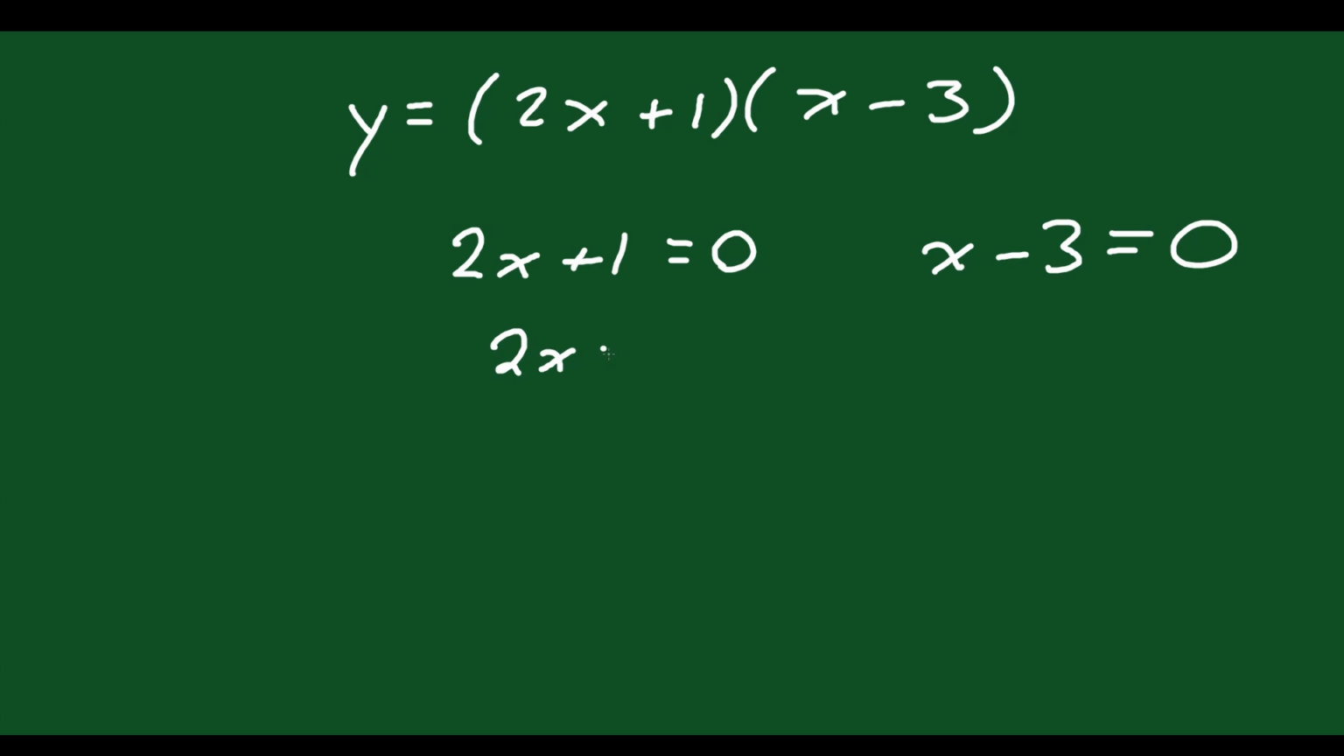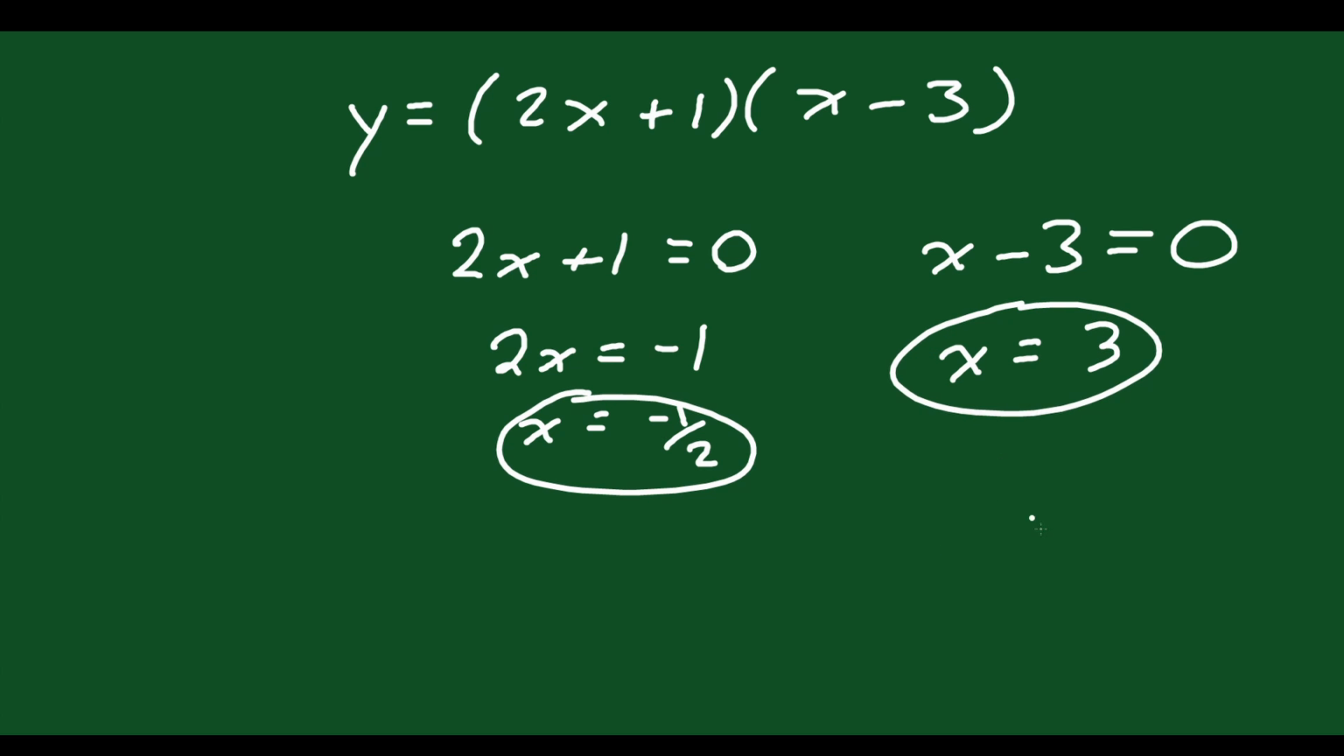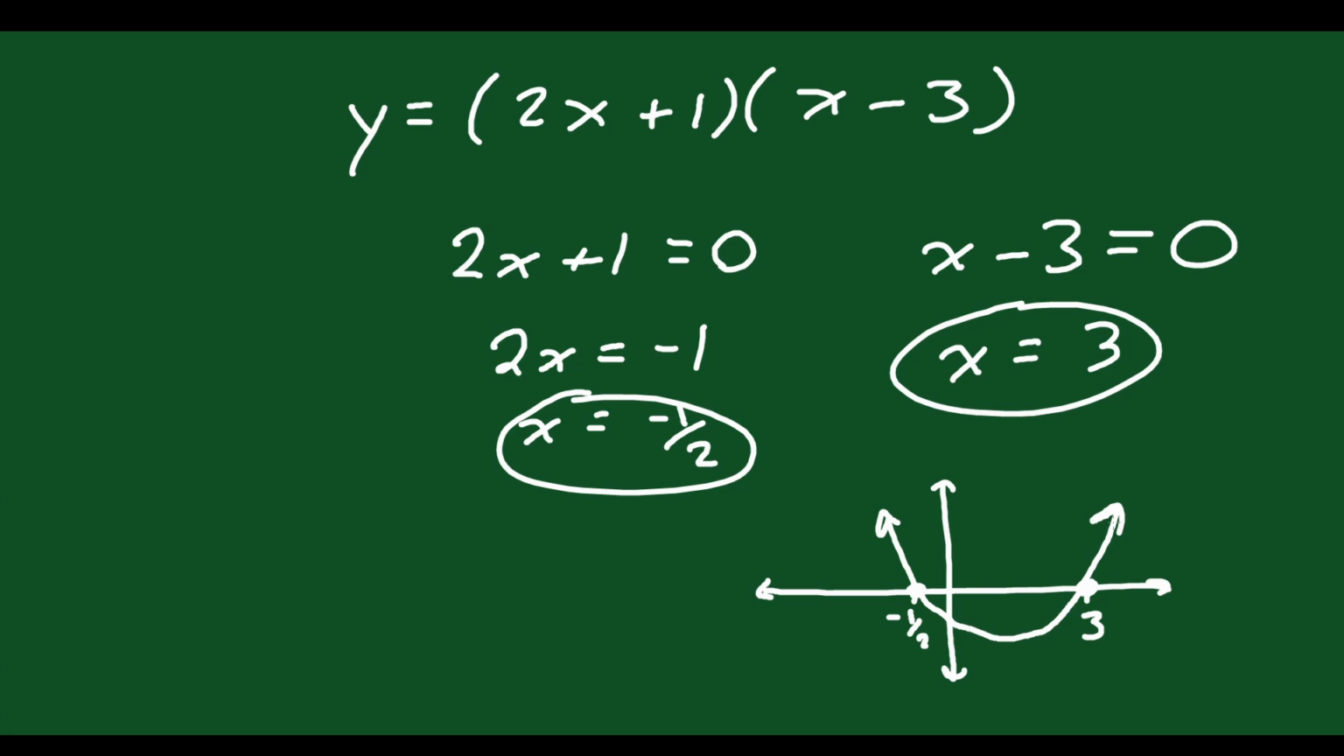So 2x equals -1, divide both sides by 2, x equals -1/2. Over here, you would just get x equals 3. So those are your solutions, x equals -1/2 and x equals 3. So if you were graphing this one, so you have an idea of what we're looking at, you have the x value 3, you have the x value of -1/2. Those are your roots. There's a positive 1 on the front, so it's opening up just like this.